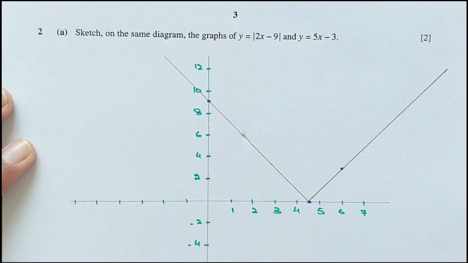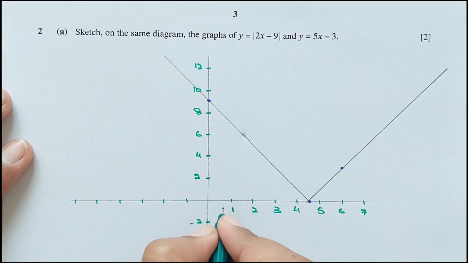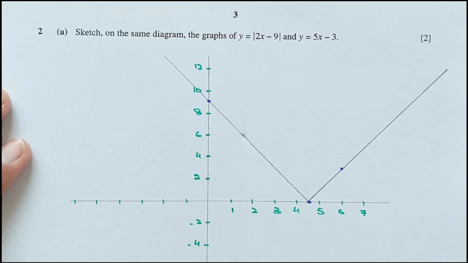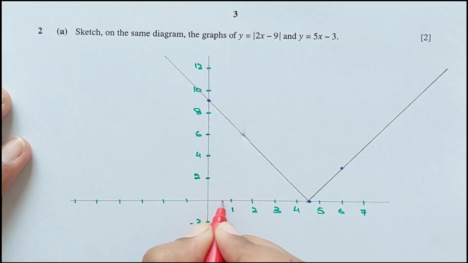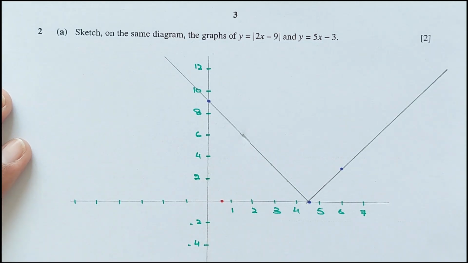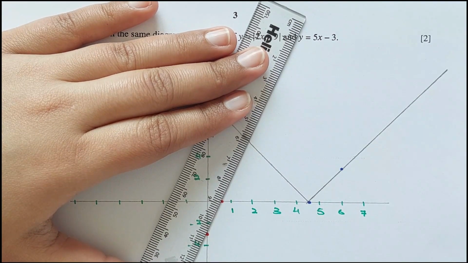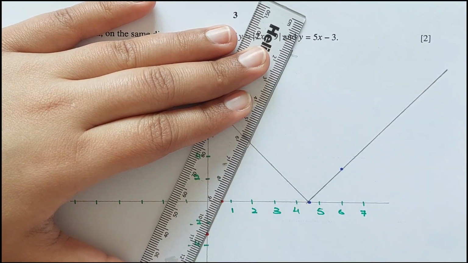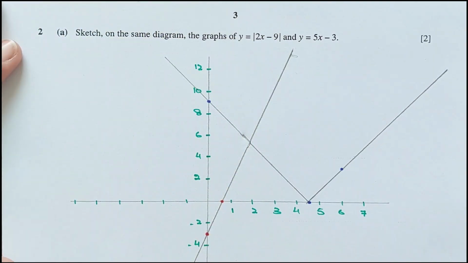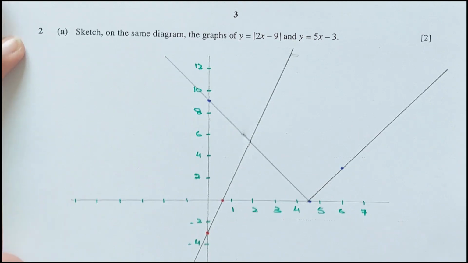This is the graph for the absolute value function. For the linear function, the x-intercept is 0.6 over here and the y-intercept is minus 3. Let me connect the x- and y-intercepts, so this is a straight line for the linear function. So this is the sketch of the two graphs on the same diagram.